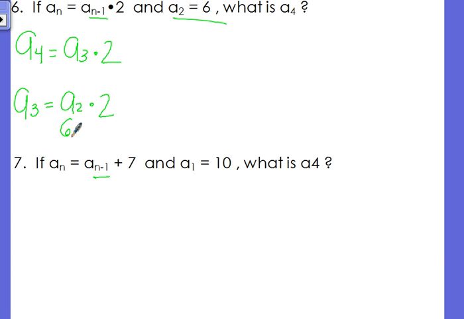So second term was 6. 6 times 2 is 12. So the third term is 12. Now I can find the fourth term by doubling it. And the fourth term is 24.